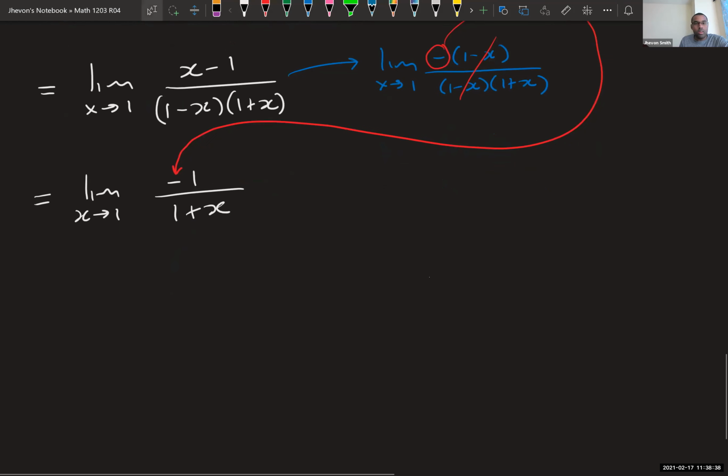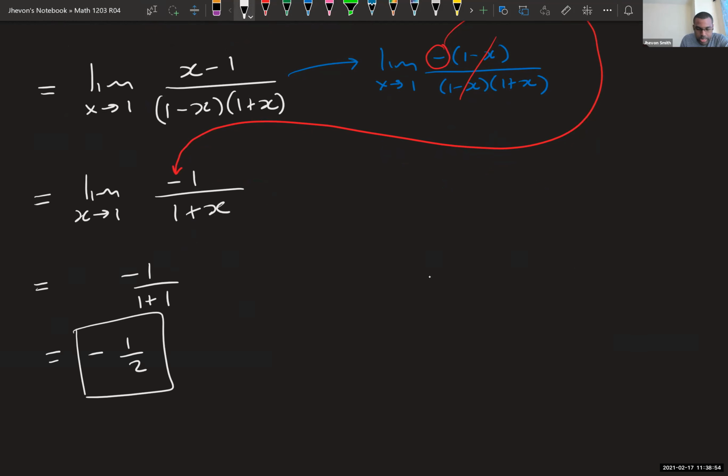Okay. So now we have this. And now you ask again, can I plug in now? And now you can plug in 1 because the denominator isn't 0 anymore. You cancel the problem. So yeah, at this point, you can plug in 1. So -1/2.